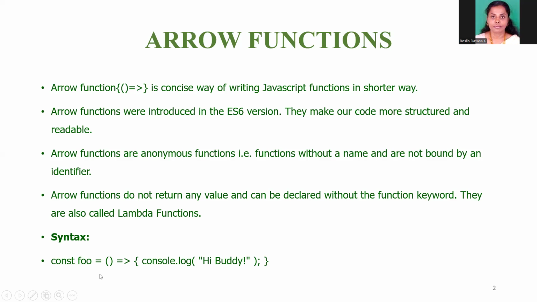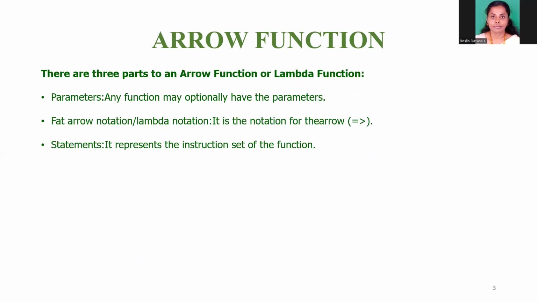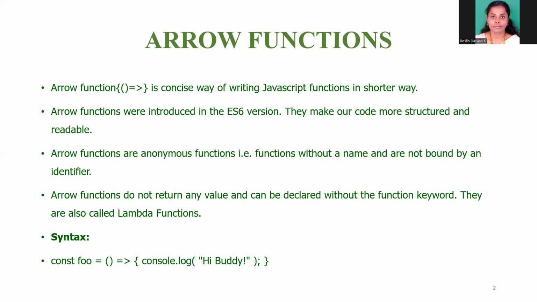Syntax for arrow functions. Here the function is mentioned without a name for the function, with parenthesis and an arrow. Its output is displayed on the screen and assigned to a variable foo.